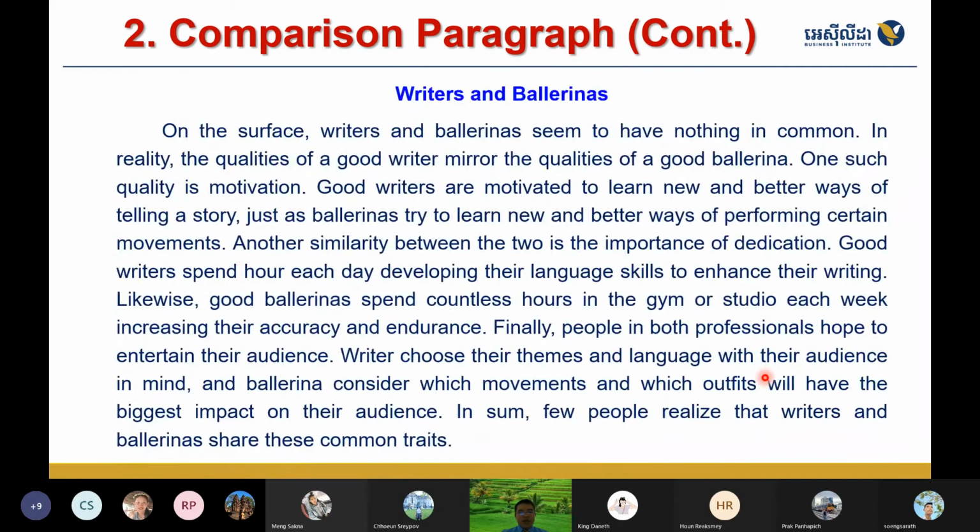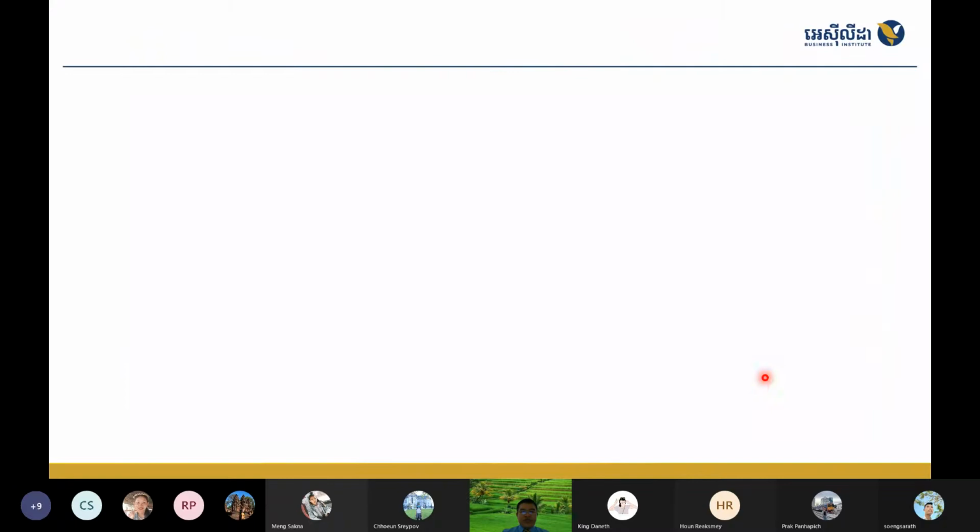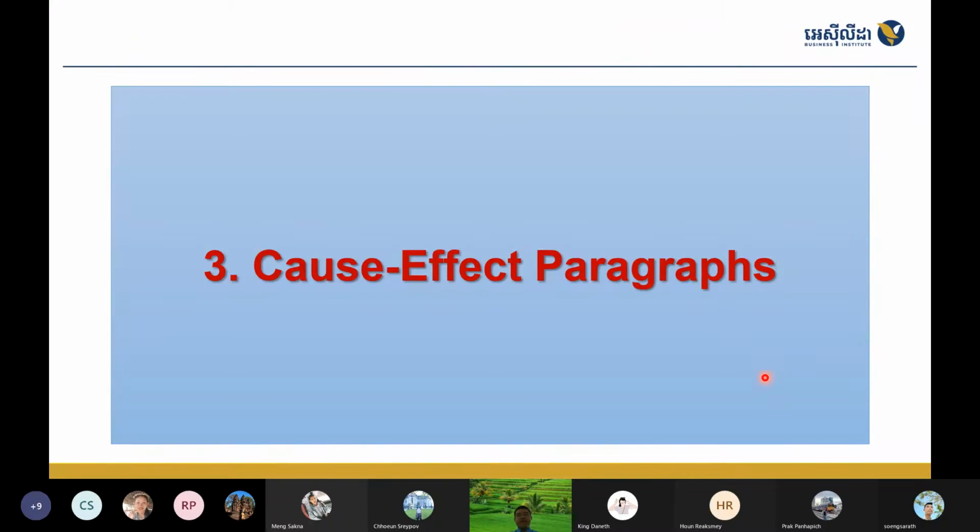So this is the example. Okay, no need to spend our time reading because we have many chapters to review. So go to number 3, cause and effect paragraph.